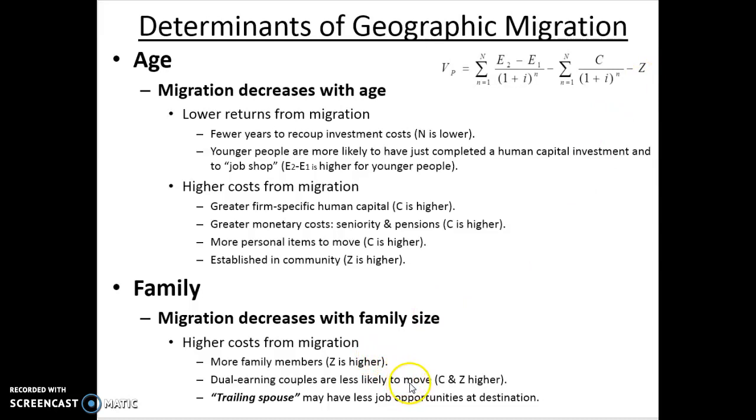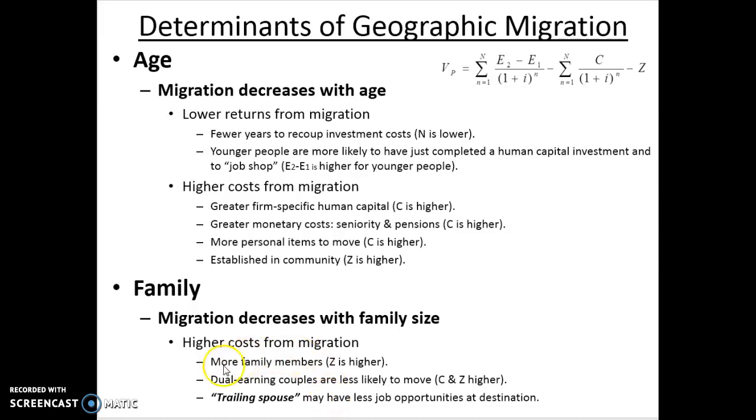Dual earning couples are less likely to move. A dual earning couple, when there's a migration, one of those spouses usually loses their job and they give up. So that has to be considered an indirect monetary cost of the move, and the time that they're going to be unemployed until they reintegrate, if they do, in the new region.